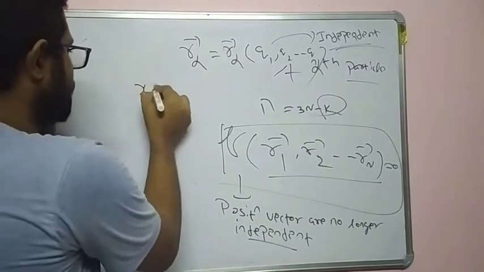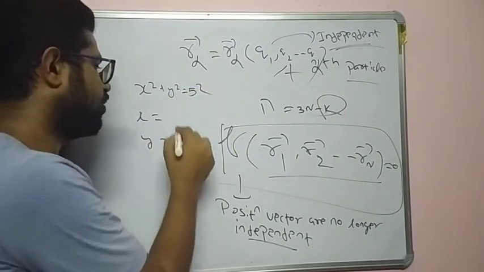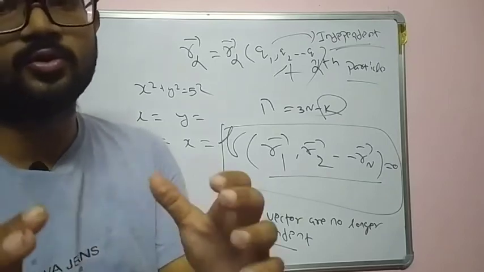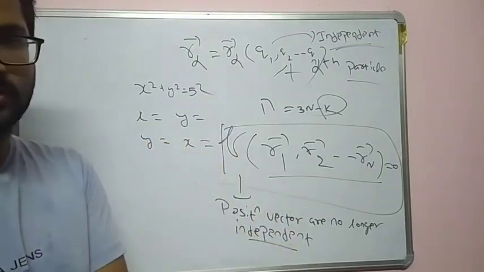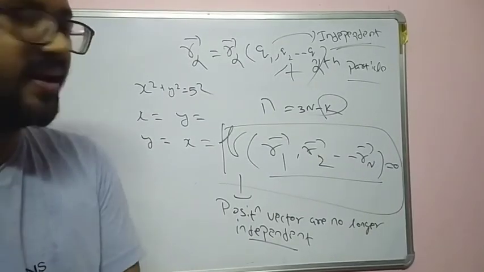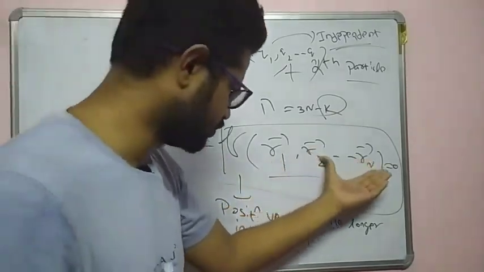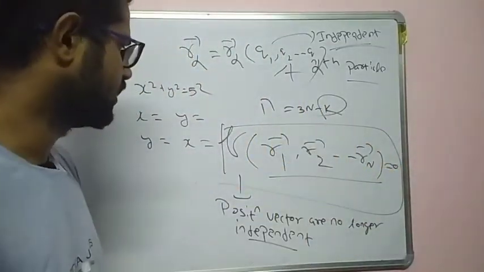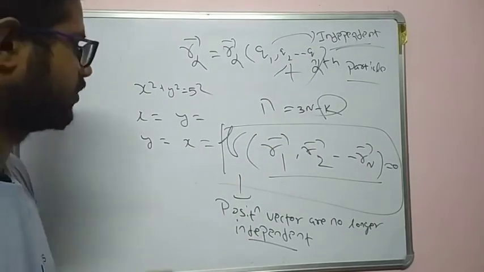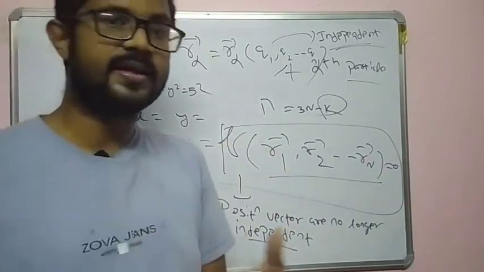For example, x square plus y square is equal to 5 square. The moment you take the value of x, y is fixed. The moment you take the value of y, x is fixed. That means the coordinates are no longer independent. You have two sets of values, one is 3, 4, one is 4, 3. That is fixed. You cannot take any arbitrary value. They are no longer independent because they are satisfying the constraint equation. So you cannot consider position vectors as independent, and we will deal with this in Lagrangian formalism.